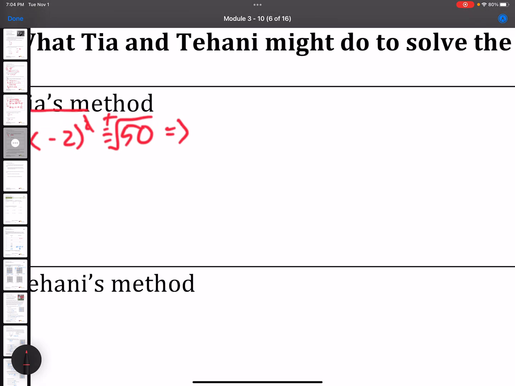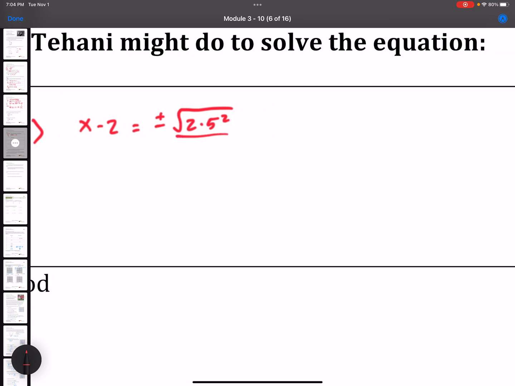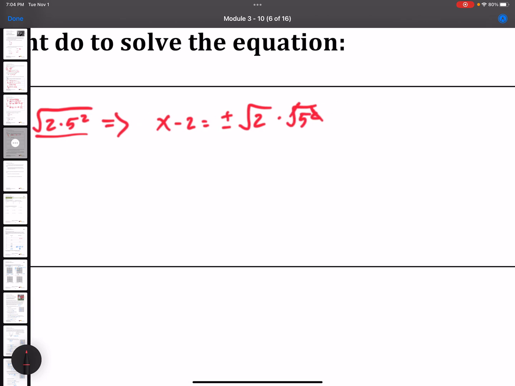So I will rewrite that. I've got x minus 2 equals plus or minus the square root of 2 times 5 squared. I can separate those out into their own radicals, and I can say x minus 2 is equal to plus or minus root 2 times root 5 squared. Those cancel off, and I have x minus 2 is equal to plus or minus 5 root 2.